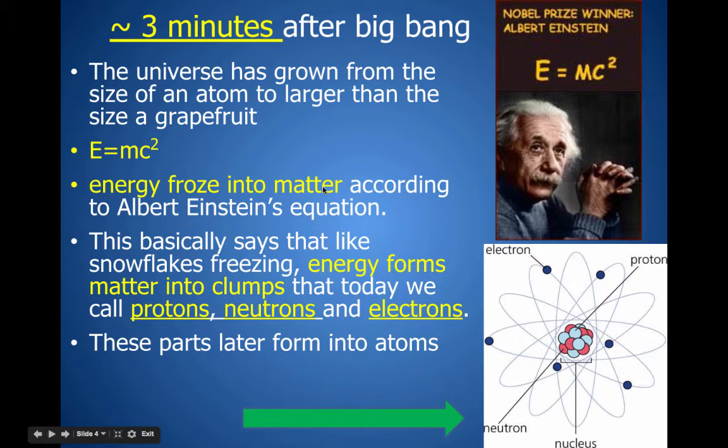Now, if we look roughly 3 minutes after the Big Bang, we see that the universe has grown to a little bit bigger than a grapefruit, and now we've started to cool down enough so that the energy can start to condense into matter. And the equation that really governs this process of matter arising from energy is Einstein's famous equation, E equals mc squared. And this tells us the mass of the matter that's going to arise when energy gets converted into matter.